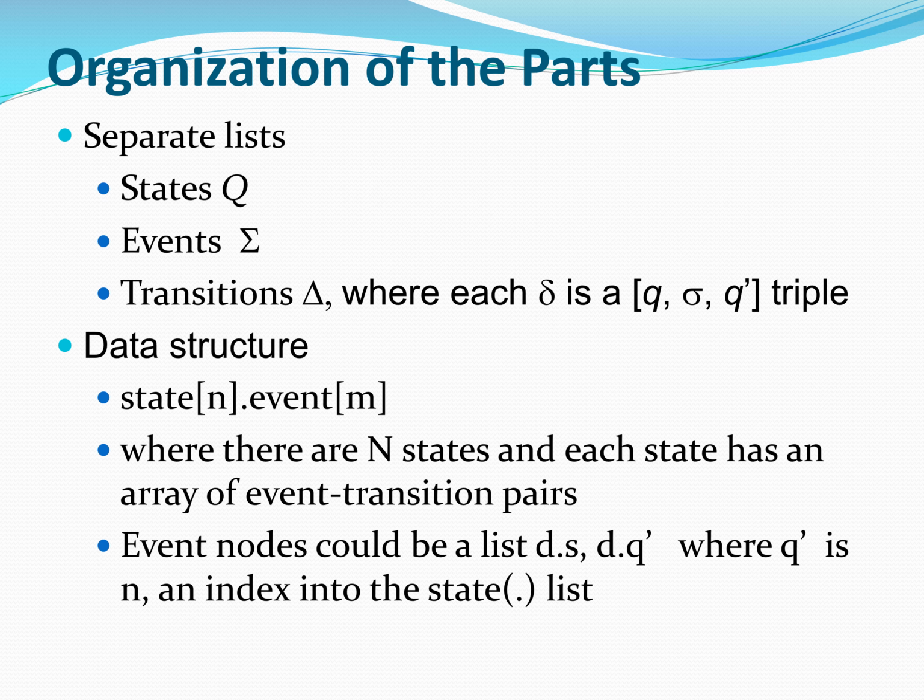We can organize the parts of the state machine as a set of separate lists of states, Q, events, sigma, and transitions, where each transition is a triple that consists of a state, an event, and a next state. A data structure representing that system consists of a list of states, and for each state, there's a set of event transition pairs. So an event node could be, for example, a list that consists of an event and a corresponding next state. And again, these are associated with the initial states.